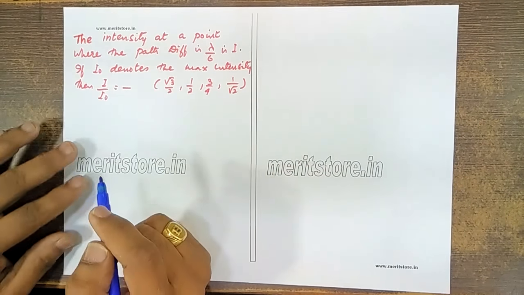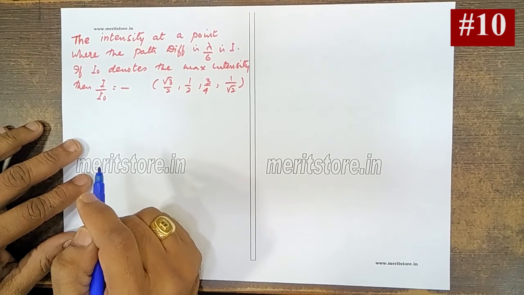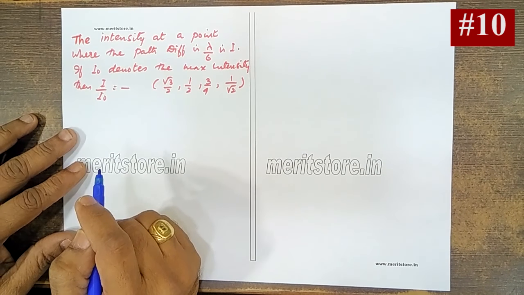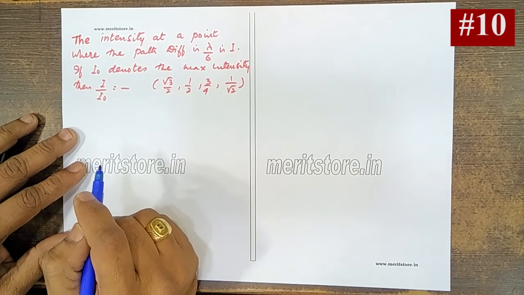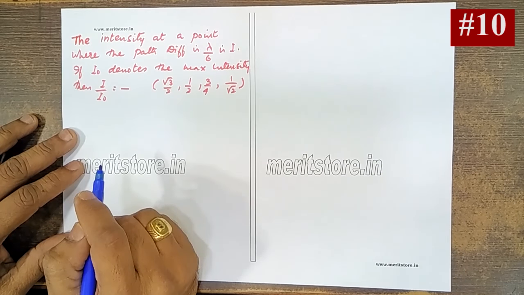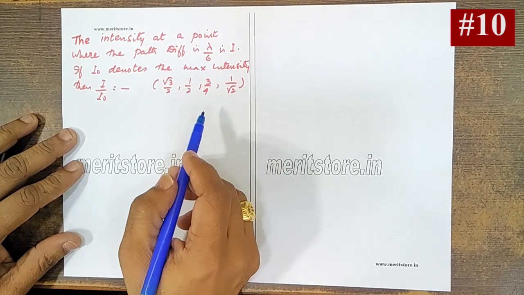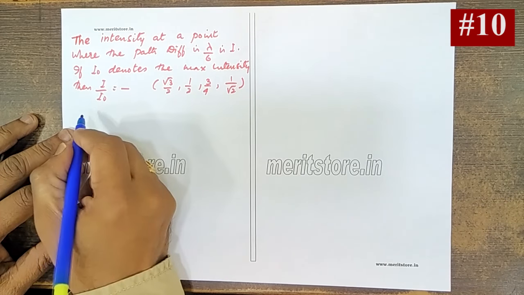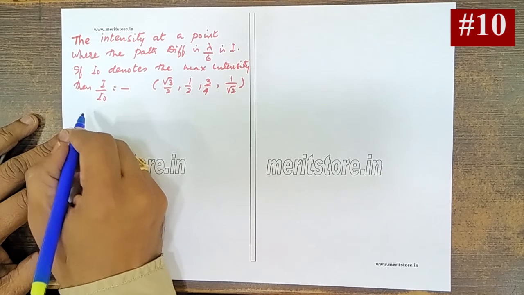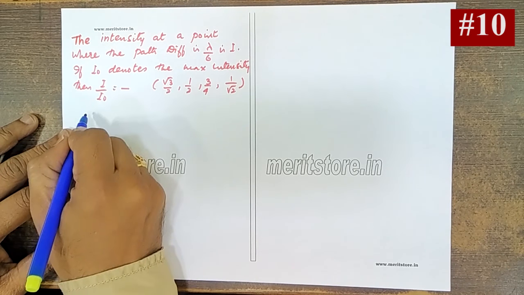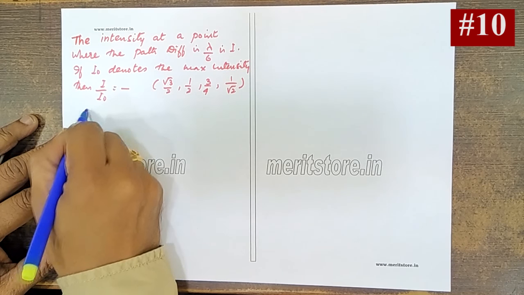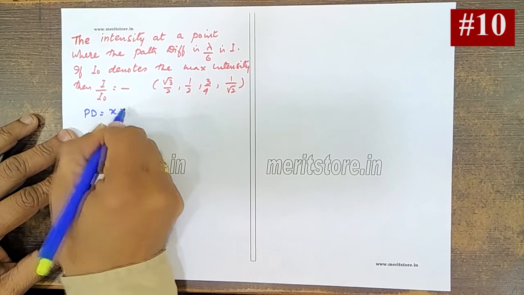The intensity at a point where the path difference is lambda by 6 is I. If I0 denotes the maximum intensity, then I upon I0 is dash. The choices are given as follows. Now for path difference as lambda by 6, so path difference, which is say x, is equal to lambda by 6.